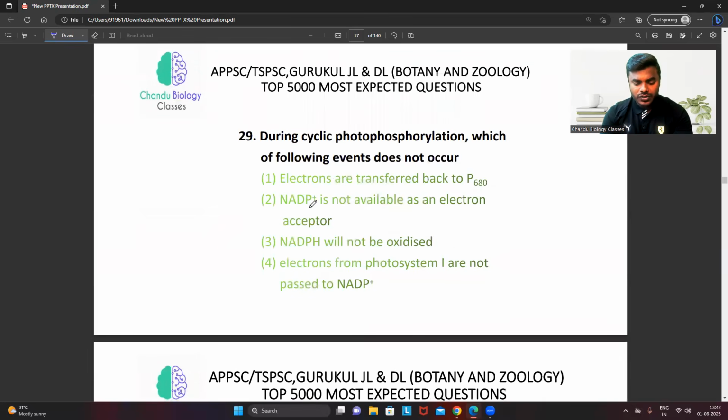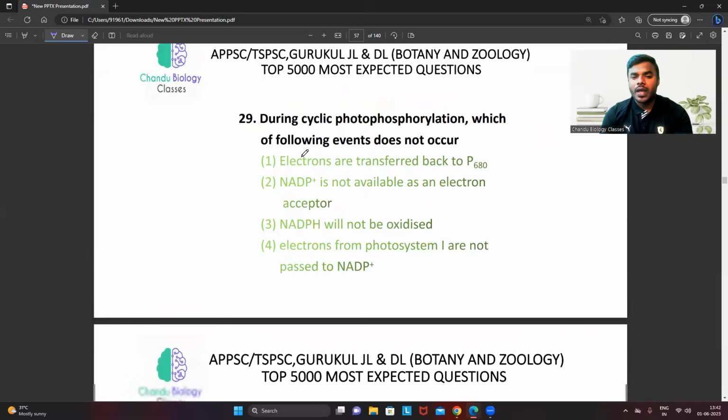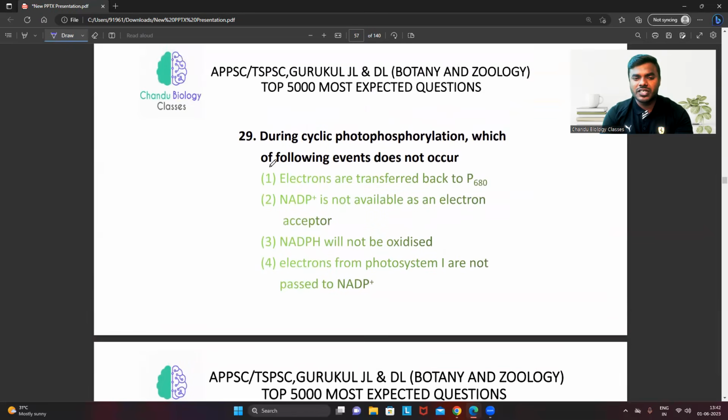Now, look into question number 29. Very interesting question. During cyclic photophosphorylation, which of the following events does not occur? Once again, every student has to remember this for the exam. In cyclic photophosphorylation, how many photosystems are involved? Only one photosystem, we know it very well. And which photosystem? Only PS1 is involved. Yes or no? So now what are the options? One says that electrons are transferred back to P680. This is a wrong statement, because first of all, P680 is not present. So option 1 is wrong.